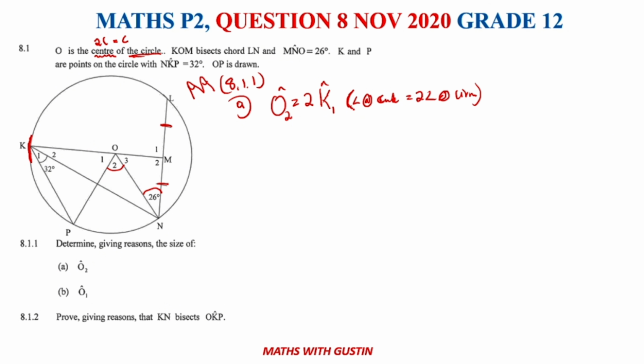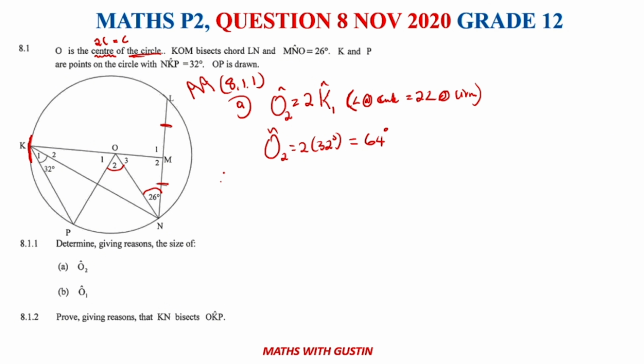There you go, guys. I hope you get it. So therefore we know what K1 is. Therefore O2 is equal to twice K1, which is going to give us 64. Great. Makes sense, eh?